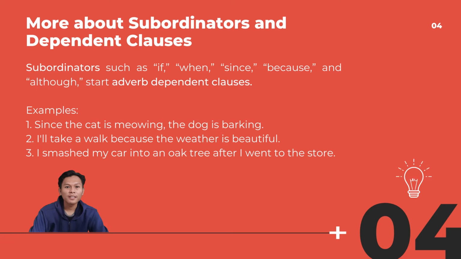More about subordinator and dependent clause. Subordinators such as if, when, since, because, and after start an adverb dependent clause. Example number 1. Since the cat is meowing, the dog is barking. Number 2. I'll take a walk because the weather is beautiful. Number 3. I smashed my car into an oak tree after I went to the store.